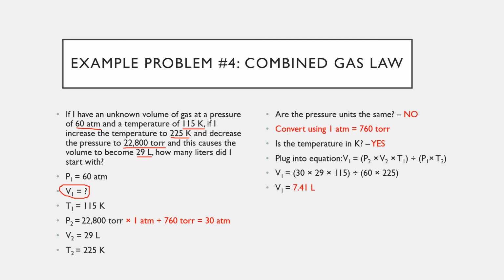Now, the first question you ask yourself, are the pressure units the same? If you look here, this one's in atm and this one is in torr. So no, they're not the same. So in my example, I went ahead and converted torr into atm, but you could convert atm into torr. It doesn't matter as long as they're both the same in the end. I know that 1 atm equals 760 torr. Those are from the conversions from last week. So if I multiply it by 1 atm and divide by 760 torr, I get 30 atm. Okay, so I'm going to use that number for pressure 2.